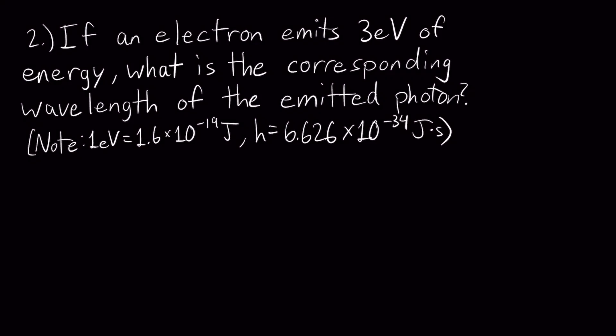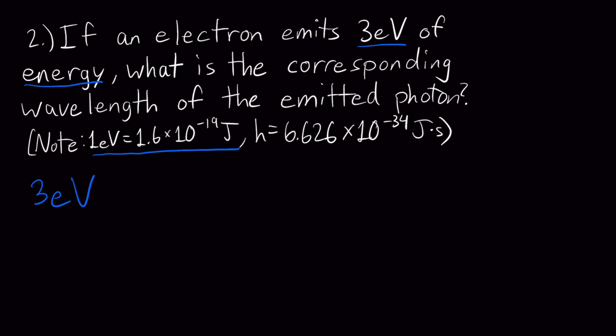All right, so here's number 2. If an electron emits 3 electron volts of energy, what is the corresponding wavelength of the emitted photon? And we have 2 steps to this problem. First thing we need to do is convert electron volts to joules, because joules is what we measure energy in. Now conveniently they gave us a conversion here, so the first thing we need to do is convert.